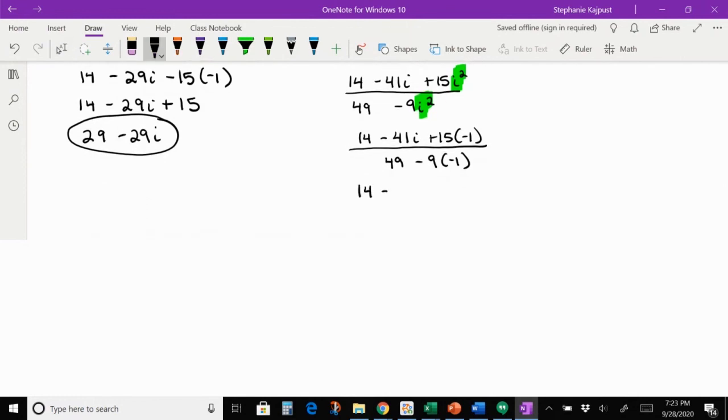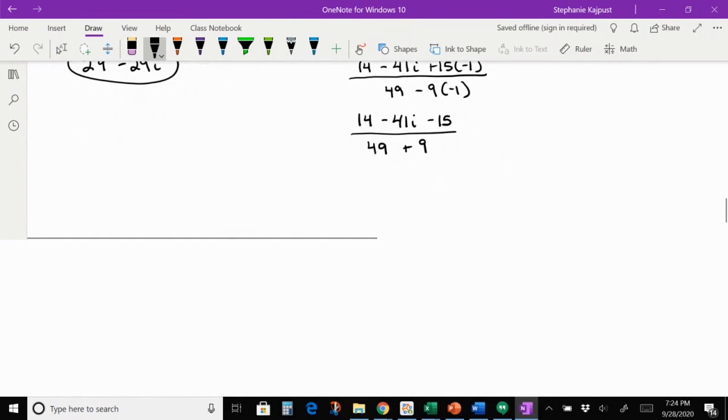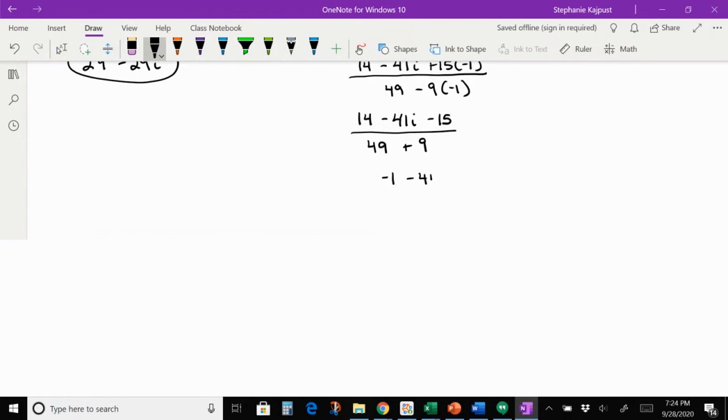So we have 14 minus 41i minus 15, and then 49 plus 9. Now we have more like terms to add. 14 minus 15 is negative 1, and then 49 plus 9 is 58. So we now don't have an i in the denominator anymore. But we're not done because we generally don't leave our complex numbers this way.